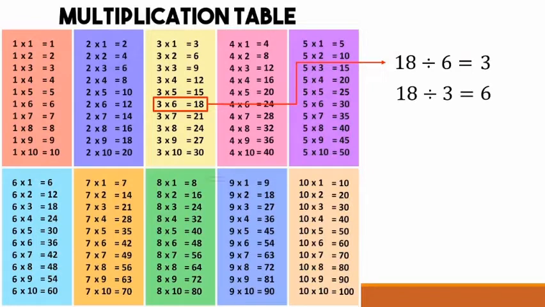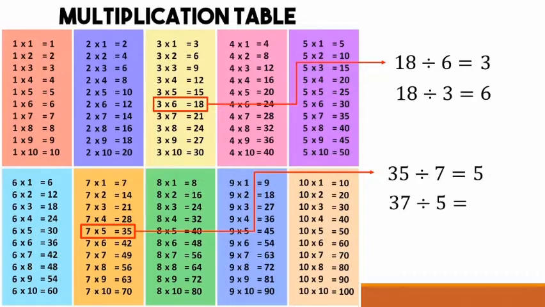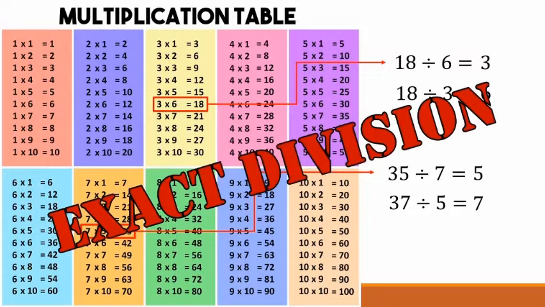Another example, 7 times 5 is equal to 35. So, 35 divided by 7 is equal to 5, or on the other hand, 35 divided by 5 is equal to 7. And those kind of divisions are what we call an exact division. Yes, it is because they have an exact correspondence with a multiplication in the multiplication table.